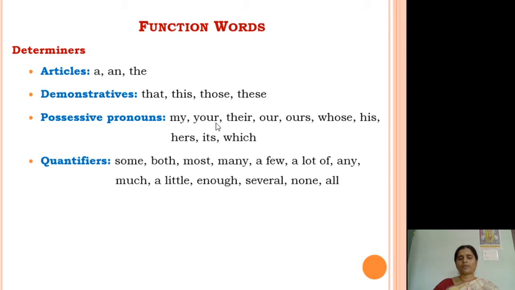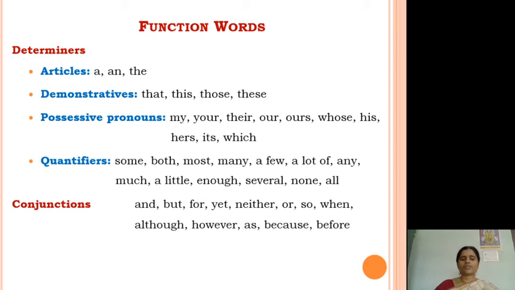Possessive pronouns like my, your, their, our, ours, whose, his, hers, its, which all come under determiners. Quantifiers: we use some words to express the quantity of something, that is some, both, most, many, a few, a lot of, any, much, a little, enough, several, none. All these words are called quantifiers. So these four things come under determiners only. So determiners are function words.